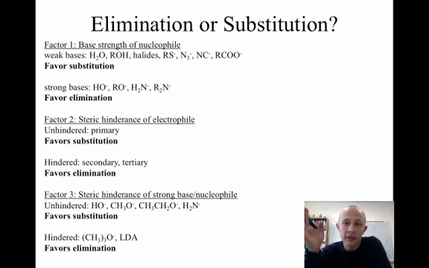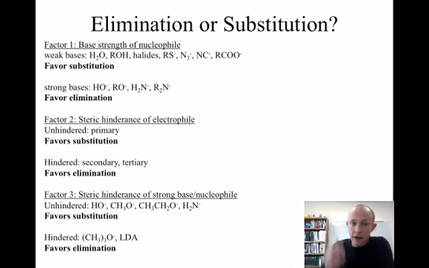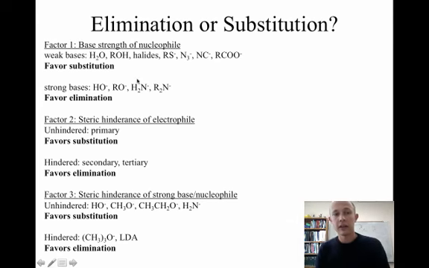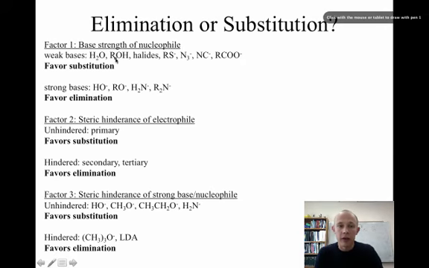When you're trying to decide between substitution or elimination, really you just want to be able to evaluate 3 different factors, and 2 out of 3 of those factors favoring either substitution or elimination is going to give us the answer. So factor 1 is the strength of the base. If you have a weak base, that's going to be water, an alcohol, a halide, anything with sulfur, azide, cyanide, or carboxylate, that's going to favor substitution. These are not strong bases, so substitution is going to be favored in those cases. But anything with a negative charge that's not resonance stabilized on oxygen or nitrogen, these are going to be strong bases, which are going to favor elimination.